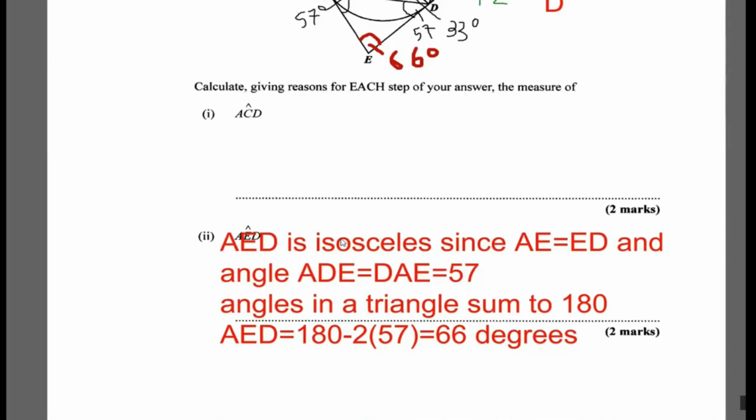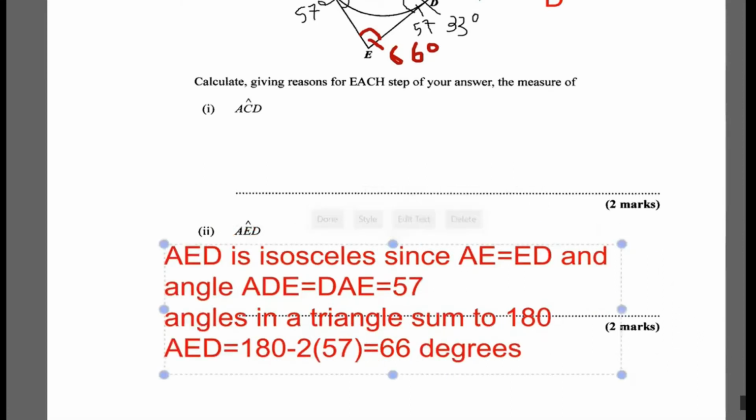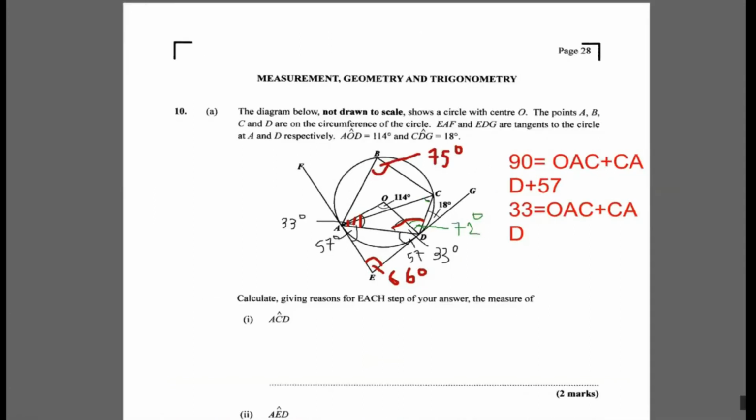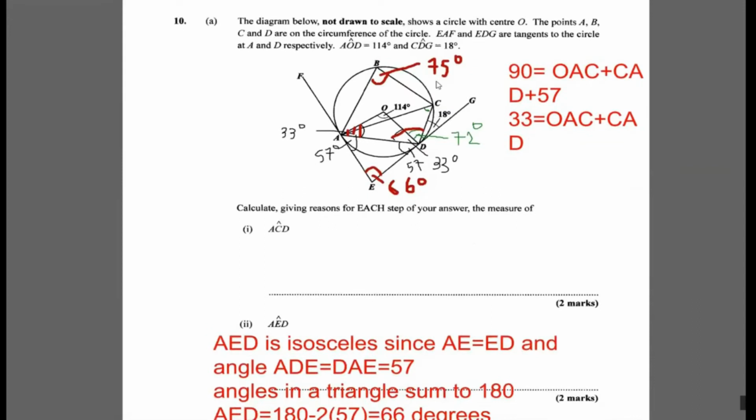Don't worry, I'm going to come back to ACD. I'm just working on this one and seeing if I can work my way back to it. Remember I said opposite angles in a cyclic quad sum to 180. So let me see what's going to come up here. I know that this in here is 33 plus this angle. I don't know what this is. This is angle BA, call it BAO.